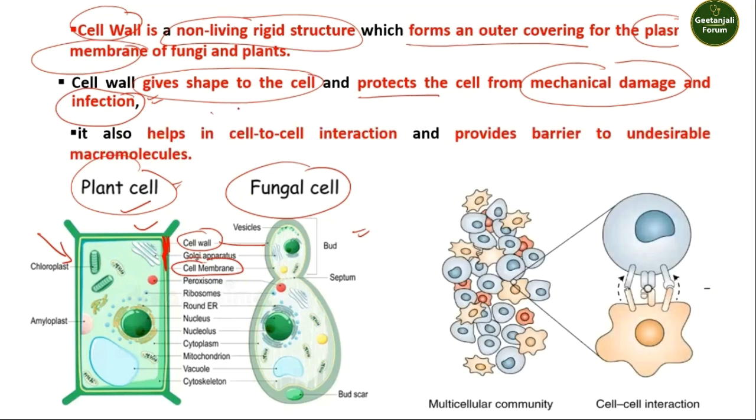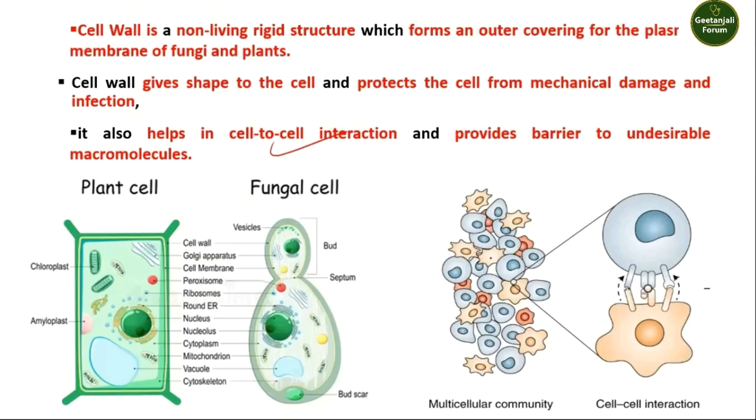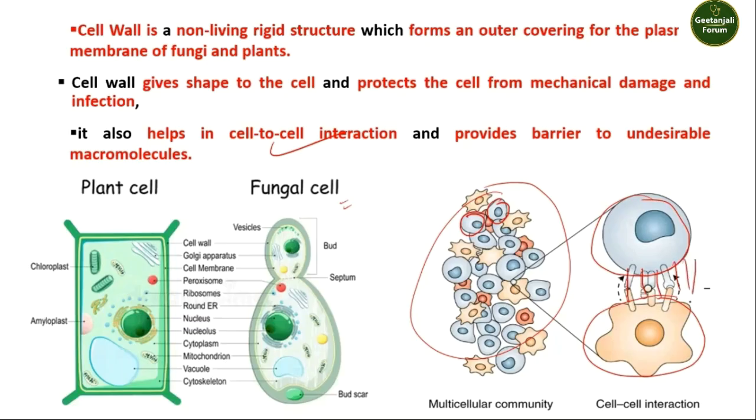Also, cell wall helps in cell to cell interaction. Cell to cell interaction means there are many cells in the plant body, in the fungus body. How does the cell interact with the other cell? This interaction is through the cell wall. This is the cell wall of one cell and this is the cell wall of another cell, and they interact with each other through their cell walls.